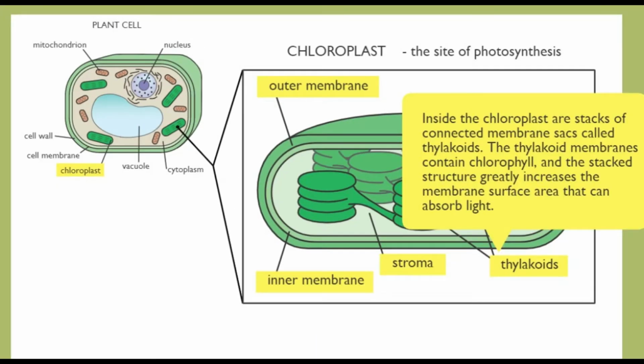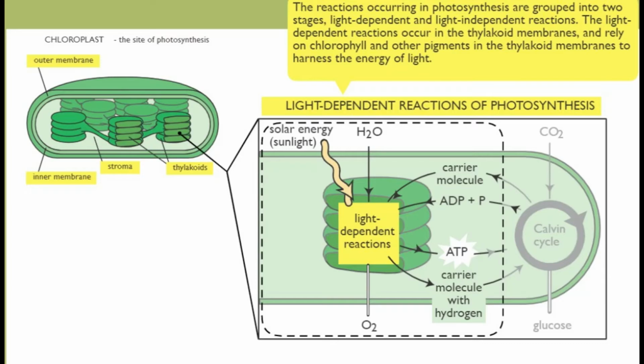Now, the thylakoids inside the chloroplast are sacs of connected membrane sacs called thylakoids. That's what they are. The thylakoid membranes contain chlorophyll, and the stacked structure greatly increases the membrane surface area that can absorb light, which helps us in photosynthesis.